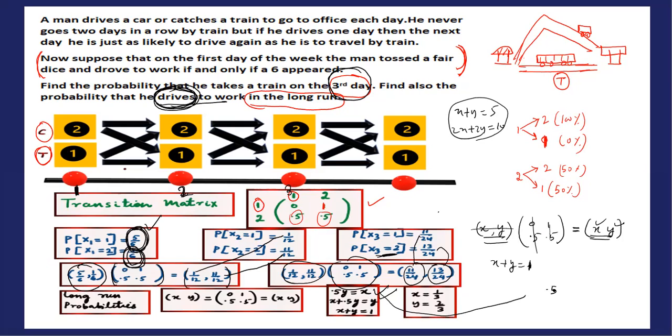Suppose 0.5y is equal to x. I consider the first one, and second one, x plus y is equal to 1. You can use it, and then solve this to find x and y. That's all. So we got x is 1 by 3, y is 2 by 3. Okay, so what will happen in the long run if this continues? 2/3 of the time he will drive to work, and 1/3 of the time he will go by train. That is the stationary distribution, steady state distribution, long run distribution.